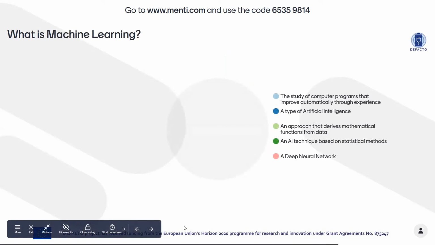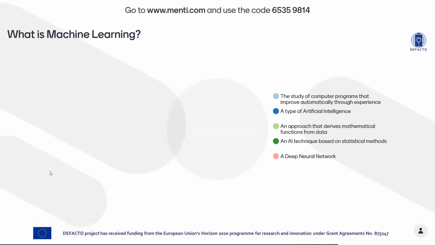Okay, so what is machine learning? So, okay, this is a kind of first principles question, I mean, to check that everyone understands what is machine learning, because there is some confusion sometimes in the literature. So the options: the study of computer programs that improve automatically through experience, a type of artificial intelligence, an approach that derives mathematical functions from data, an AI technique based on statistical methods, a deep neural network.